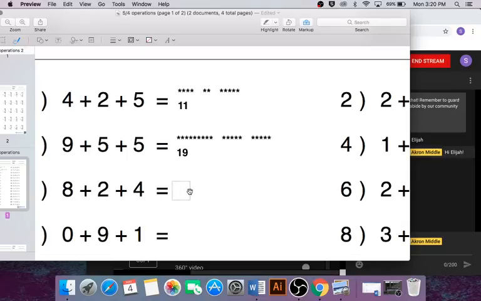Our next one, we're going to start with 8. So we have 1, 2, 3, 4, 5, 6, 7, 8. Plus 2 more, so 8, 9, 10. Plus 4 more, so 11, 12, 13, 14. So our answer is 14.